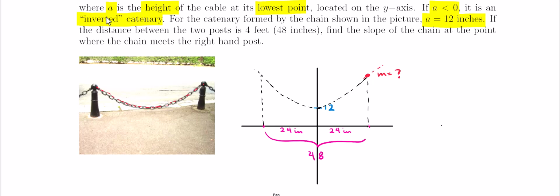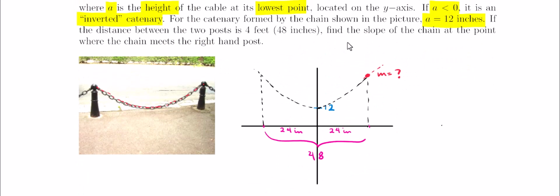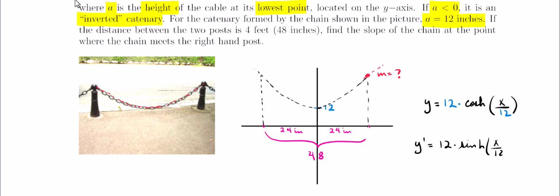If we're trying to find the slope, then all that we need is the derivative, and lucky for us, we know that the equation for a catenary curve is y equals a times the cosh of x over a. So putting things together, we're going to have y equals our a, which was 12, times the cosh of x over 12. So finding the slope, we're going to have y prime equals 12 times the derivative of the cosh of x over 12, which is the sinh of x over 12 times the derivative of the inside, which is 1/12.